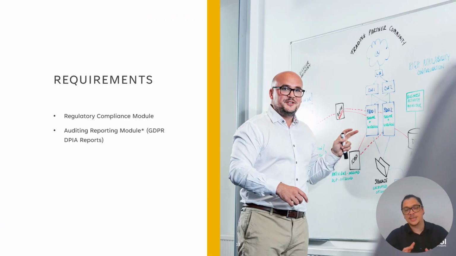Now, to utilize the things I've looked at today, there are some modular requirements. So you will need the regulatory compliance module and you'll need the auditing and reporting module. To confirm if you've already got those modules, you can check by signing in to the admin console, as we previously did a second ago, but instead going up to the help section. Under help, you'll see all of your modules that are activated grayed out. You won't be able to select them.